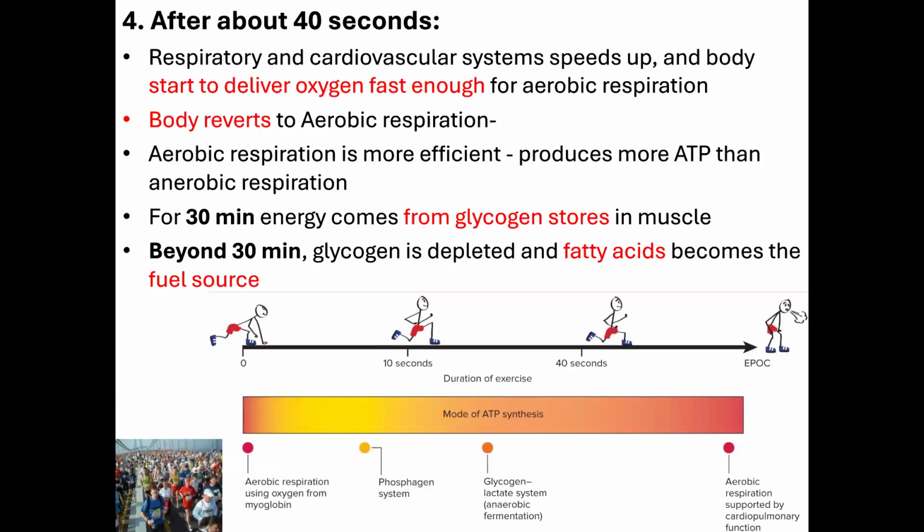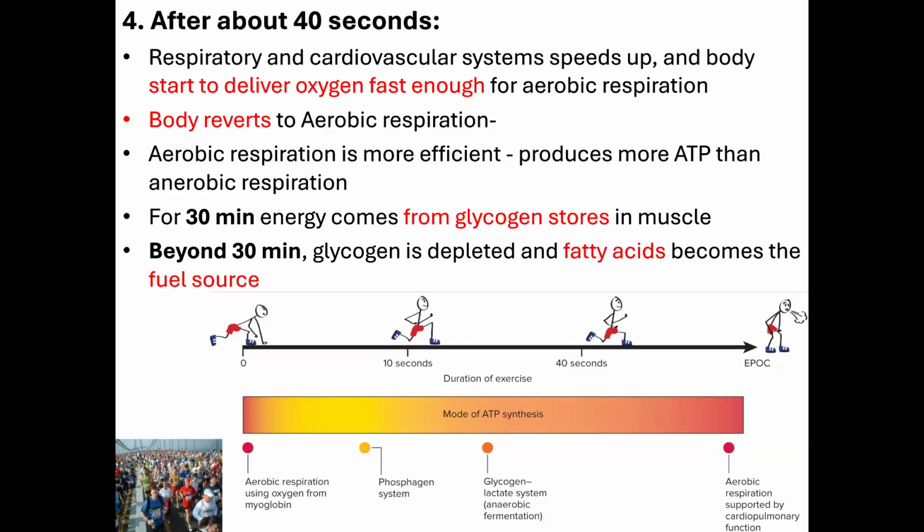Then the cardiovascular system will kick in. Your breathing increases, your heart rate increases. It starts becoming very efficient. Initially, when you start running, the body doesn't know that you're going to start running. That's why we always do warming up exercise. We're preparing the body to become efficient. So after 40 seconds, the cardiopulmonary system speeds up and the body starts delivering oxygen very fast. Just before that, we were in anaerobic respiration, which means ATP was produced without oxygen, but now we have enough oxygen because the system has become efficient. So aerobic respiration starts kicking in.